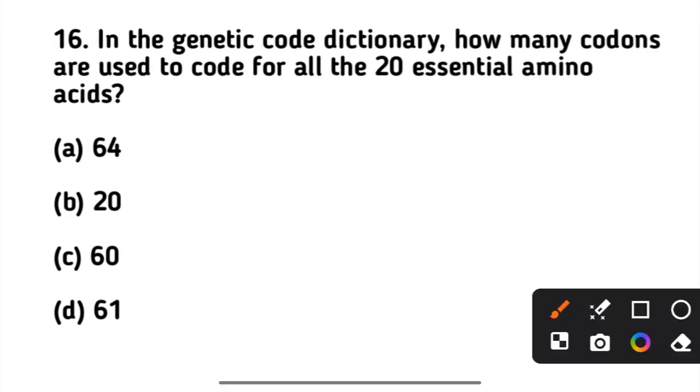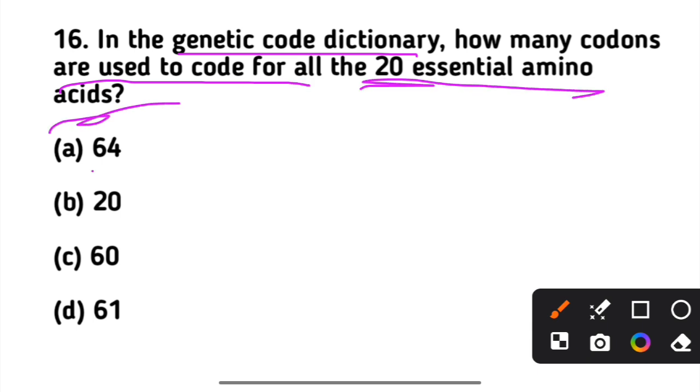Next, in the genetic code dictionary, how many codons are used to code for all the 20 essential amino acids? Options are 64, 20, 60, 61. Option D is correct. 61.